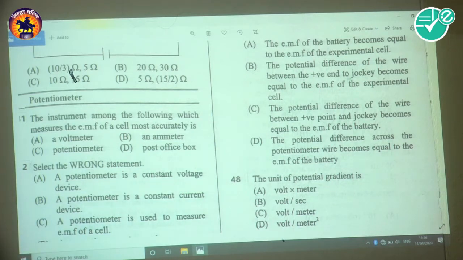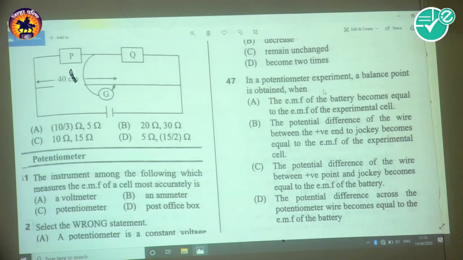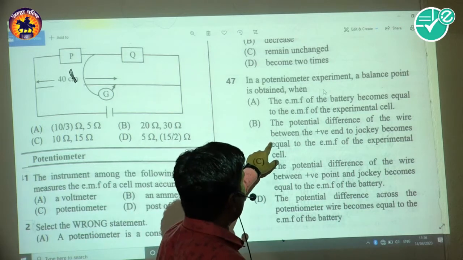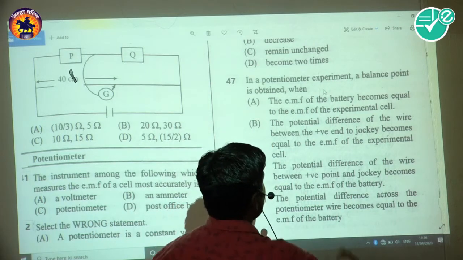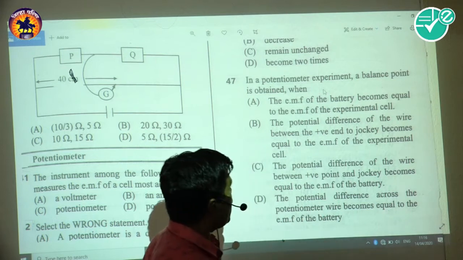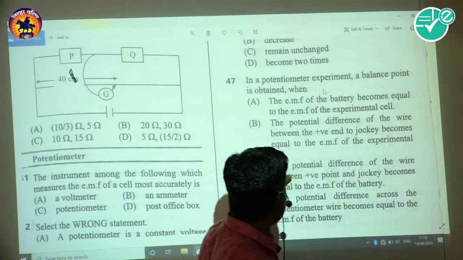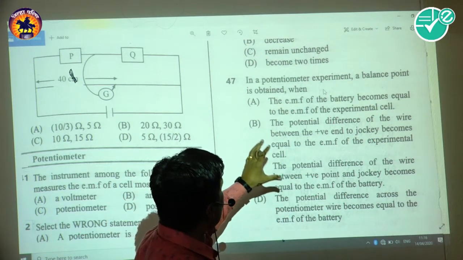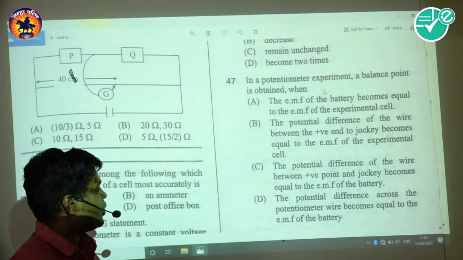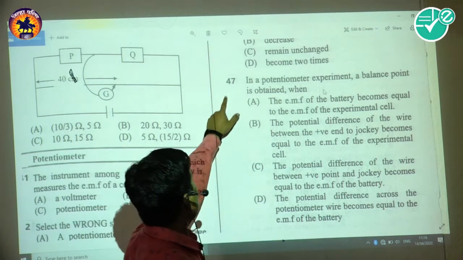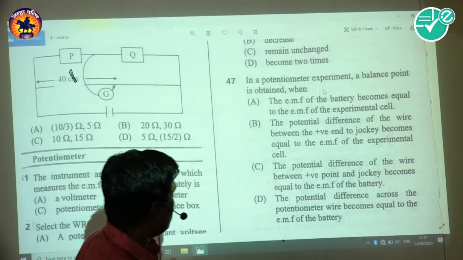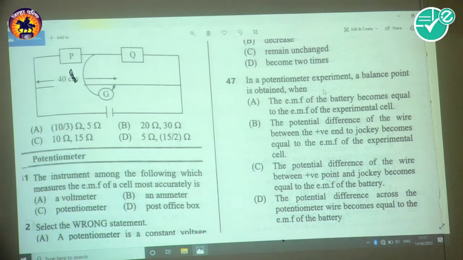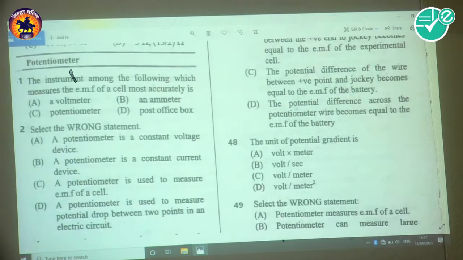Once again, I will repeat the question. In a potentiometer experiment, a balance point is obtained when? So here we can say that the potential difference of the wire between the positive end and the jockey becomes equal to the EMF of the experimental cell. In that situation, we will obtain the null point. So it is called a balance point or null point. So for question number 47, the answer is option B. After that, we will move towards question number 48.